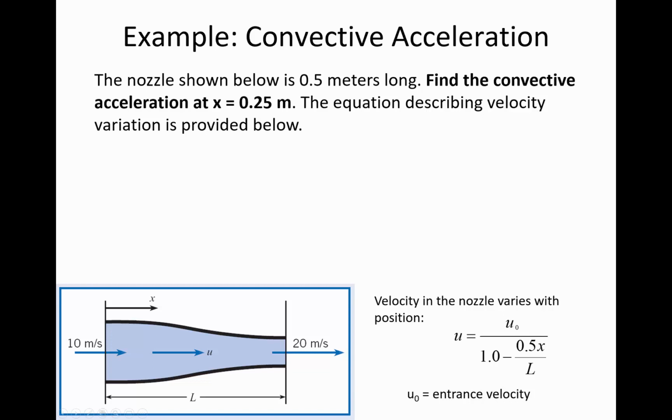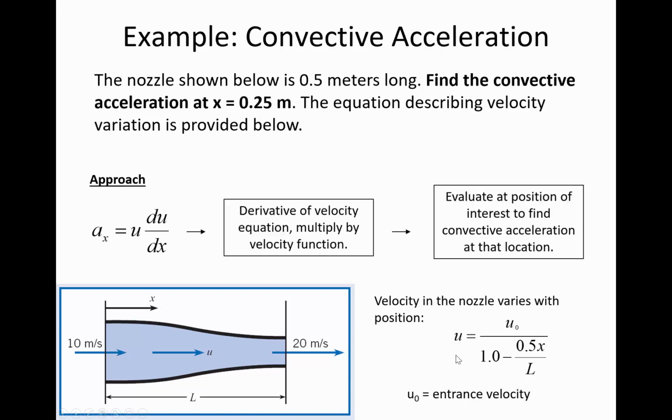All right. So that makes sense, right? The water is speeding up. As it goes from the entrance to the exit, it's speeding up. So in the middle, it's going to be between 10 and 20. So this equation will tell us at any location what's the velocity.